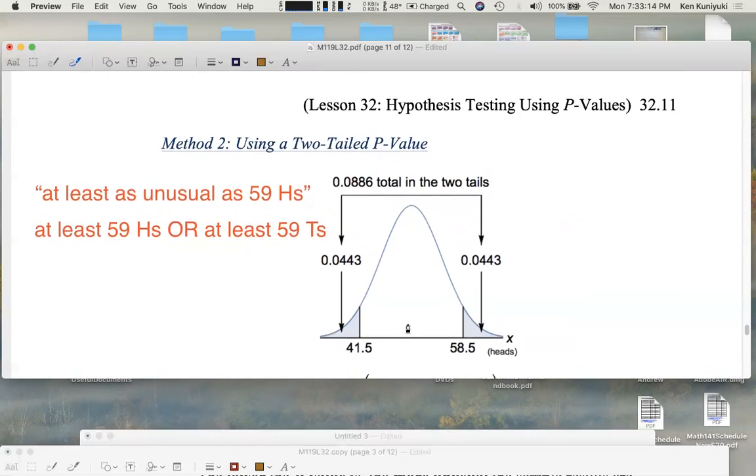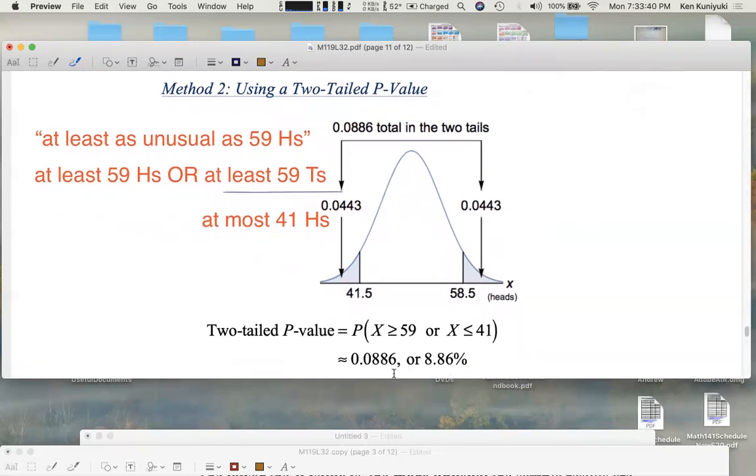By symmetry, remember we're assuming a fair coin under the null. By symmetry, this left tail probability, getting at least 59 tails, is equivalent to saying getting at most 41 heads. Again, I have continuity corrections here. Well, we just double this right tail probability we got earlier. When you double 0.0443, the probability of getting at least 59 heads or at most 41 heads, that's about 8.86%.